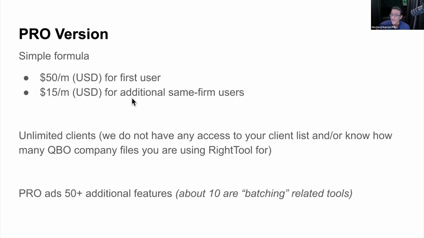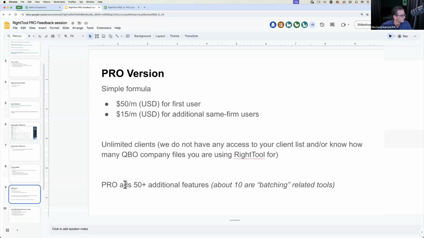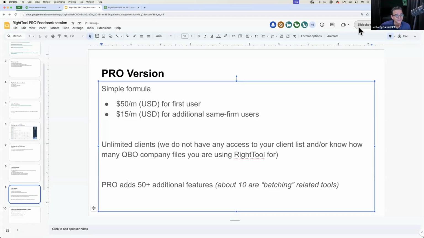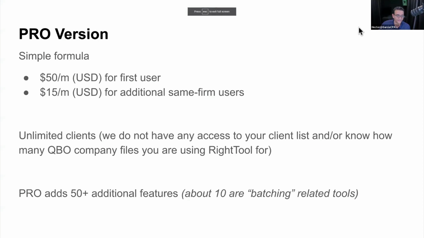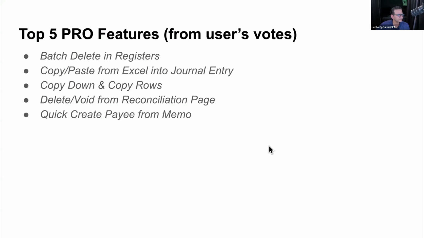And Pro Add-ons, that should be add with two Ds. Pro Add-ons, 50 plus additional features, of which about 10 are batching related. That's probably the most popular, whenever you can do more than one action with a single click. And we're going to cover those.